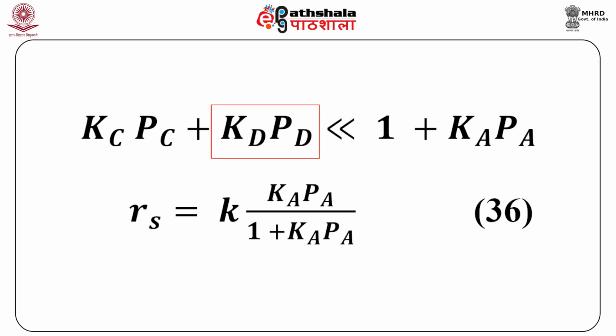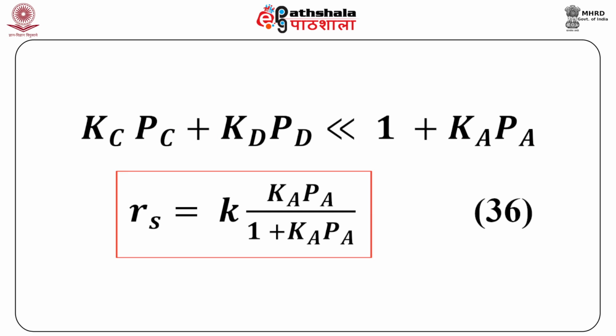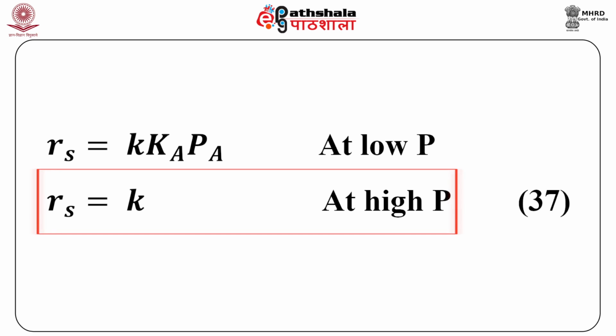If the products are weakly adsorbed on the solid surface, that is KC PC plus KD into PD is much smaller than 1 plus KA PA, then the rate law becomes Rs equals K times KA PA divided by 1 plus KA PA, as equation 36. Using equation 36, we get Rs equals K into KA into PA at low pressures and Rs equals K at high pressures, as equation 37.